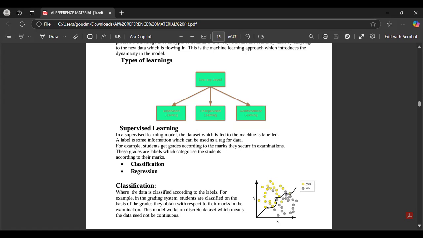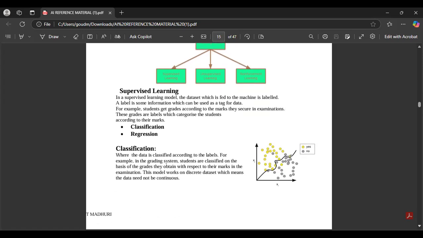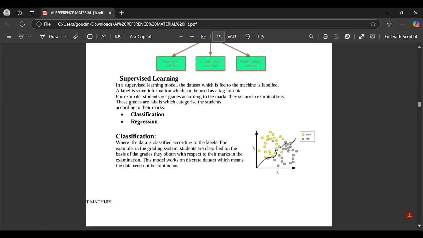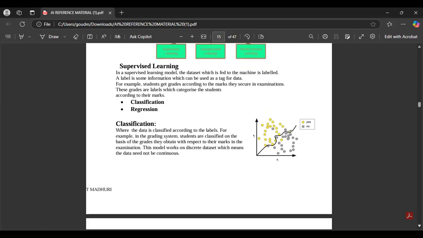Here we are going to train the model with the labeled data, right? And here we have 2 types: classification and regression. When they ask you to define supervised learning, or with an example, you have to explain these 2 types.